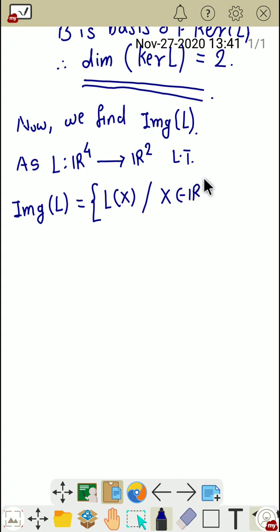x belongs to R4. Okay, so this is the image set, and we first find the image set of the linear transformation L, and then we find the dimension of the image set of L. The image set of L is a subspace of the codomain, meaning it is a subspace of R2. That's why we can find the dimension of that subspace.